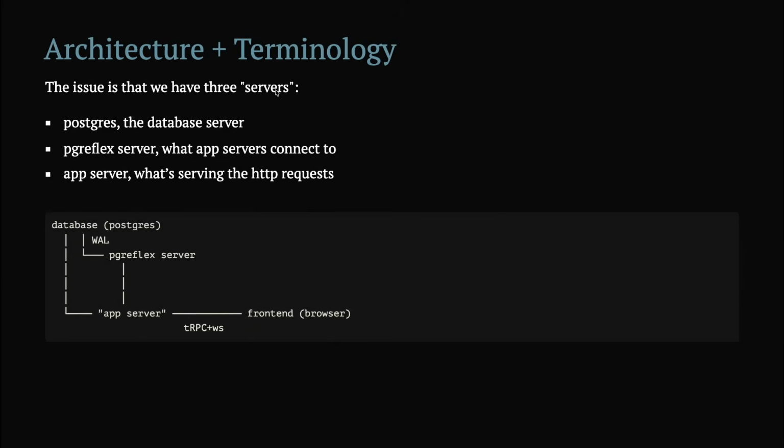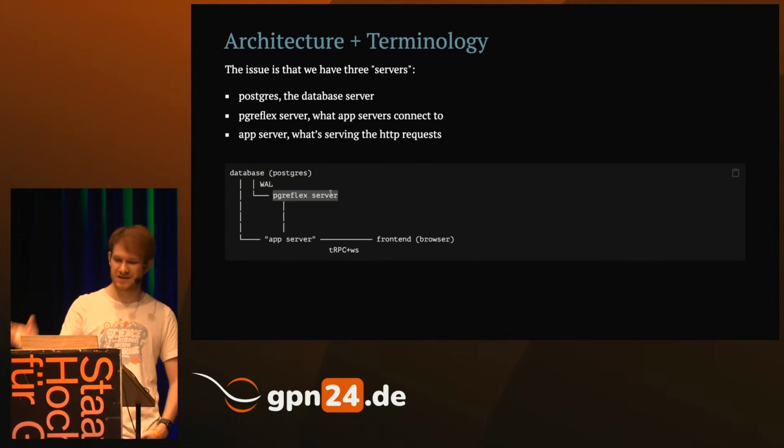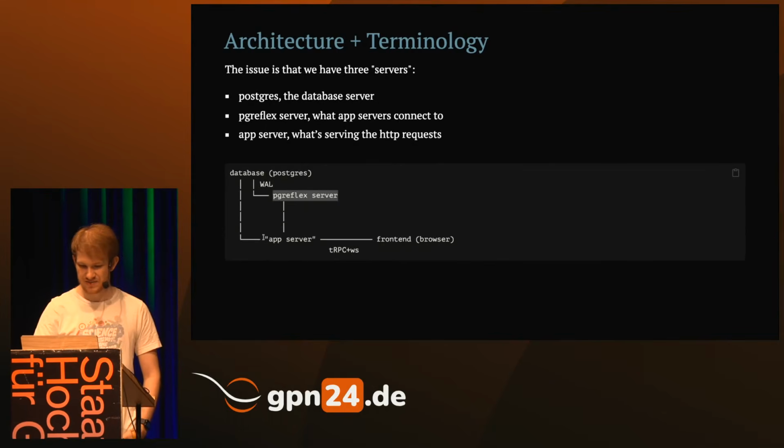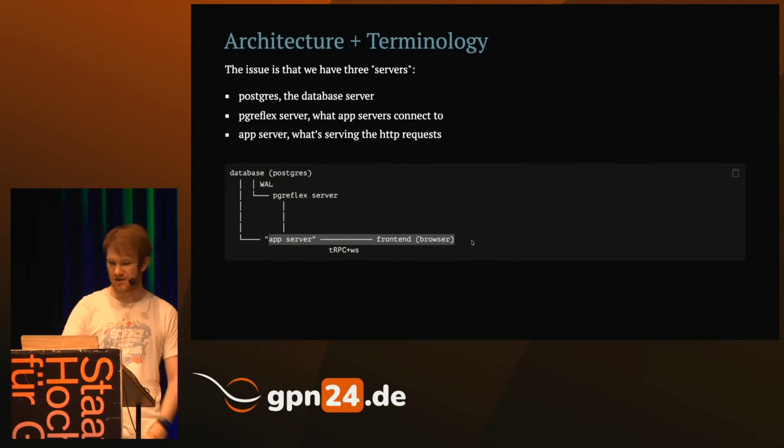We have three things that could be called server. Sorry. So we have the database, which is Postgres, the normal Postgres binary that you download from websites. Then we have the PG Reflex server, which is internal in the code. Whenever you see server, it means the PG Reflex server. And then we have the app server, which internally I reference as client, because from the PG Reflex perspective, the app server is a client, because this connection here is all handled by tRPC.